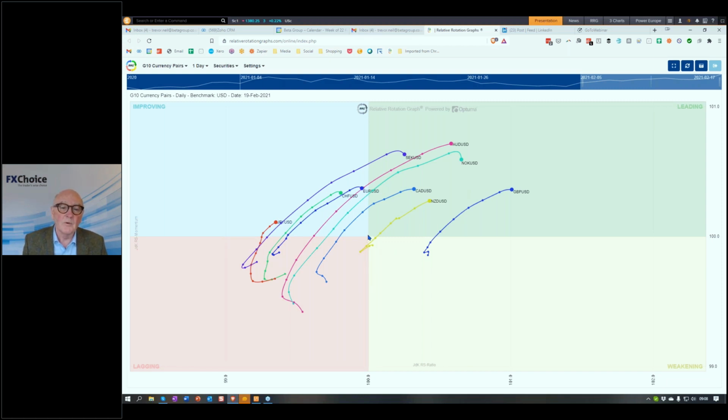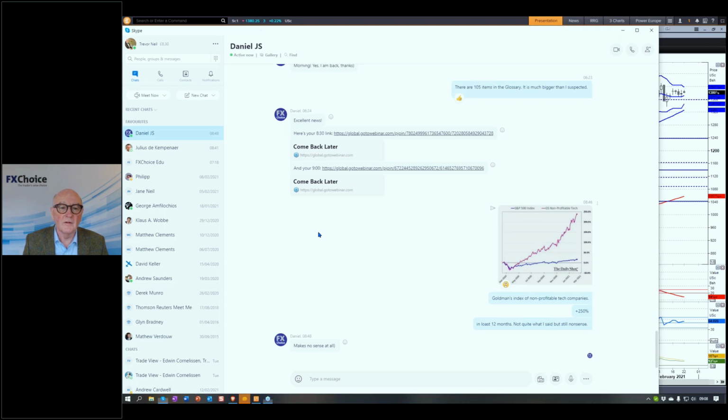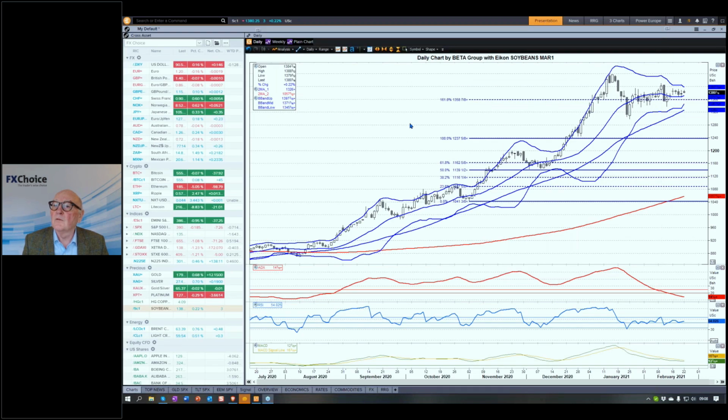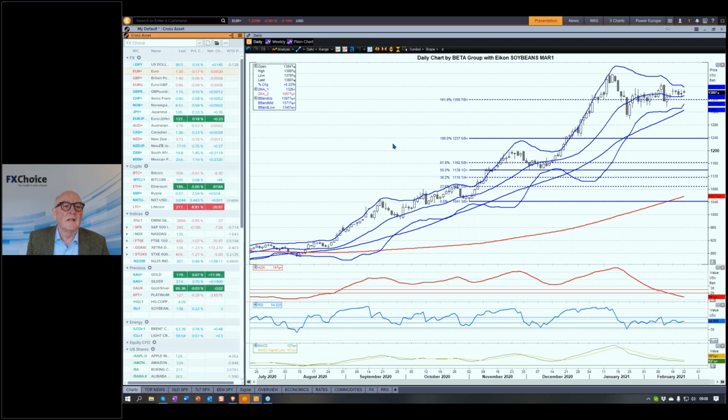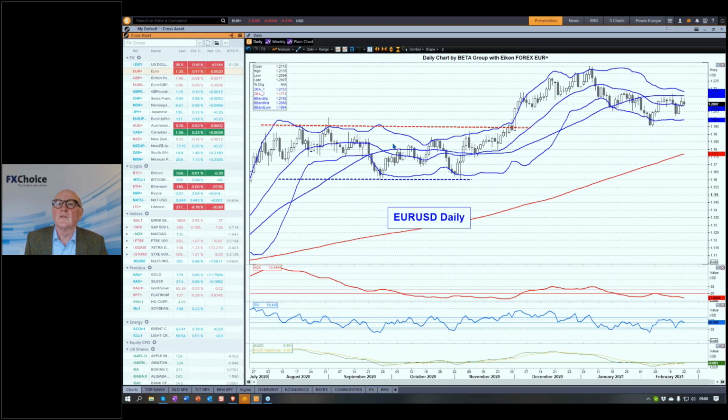And I put the US dollar in the center here. You could put another currency in the center if you wanted. So let's move that out of the way, and let's move to the euro. Let's go down to the currencies themselves.